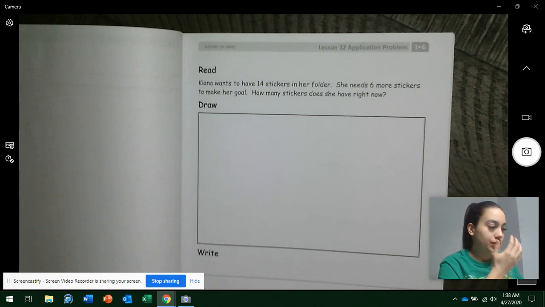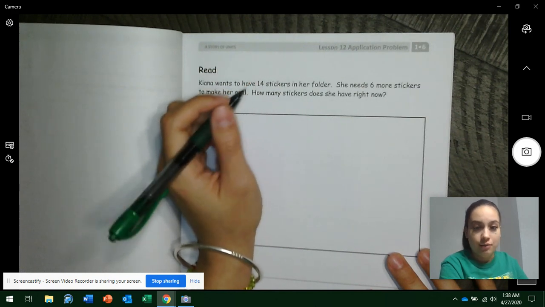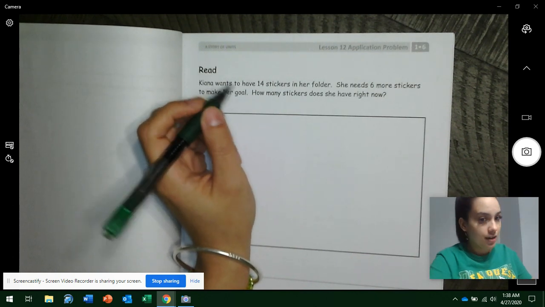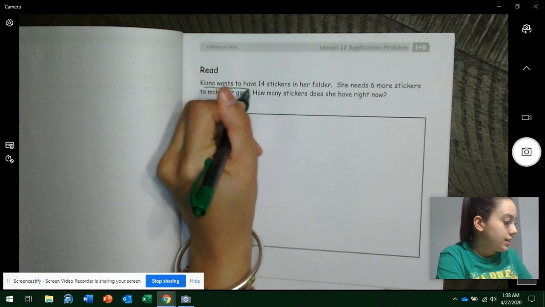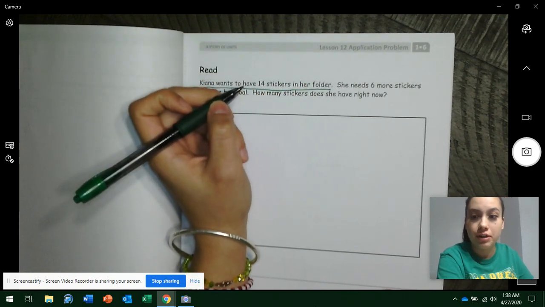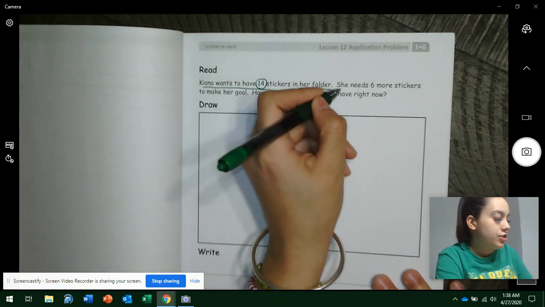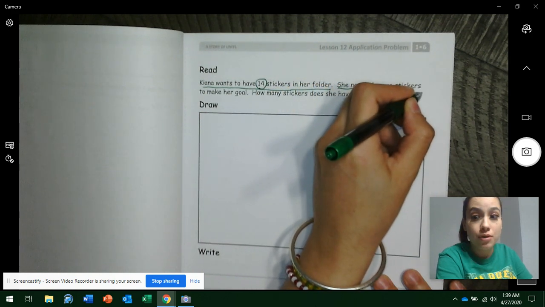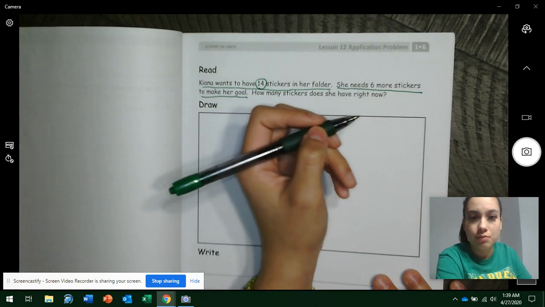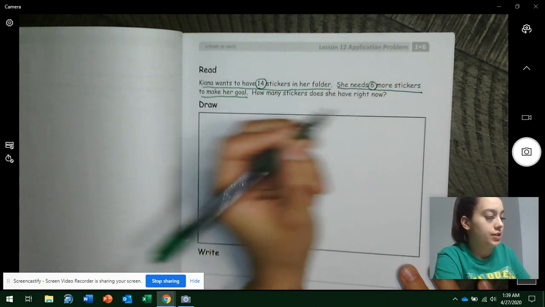So we are going to start by reading and underlining. Make sure your pencil's in your hand. Ready to read and underline with Ms. Gomez? Ready? Okay, well then let's start. It says, Kiana wants to have 14 stickers in her folder. How many stickers does she want to have in her folder? Get ready. Yes, 14 stickers. She needs 6 more stickers to make her goal. How many stickers does she need, boys and girls, to meet her goal? Get ready. Yes, 6 more stickers.